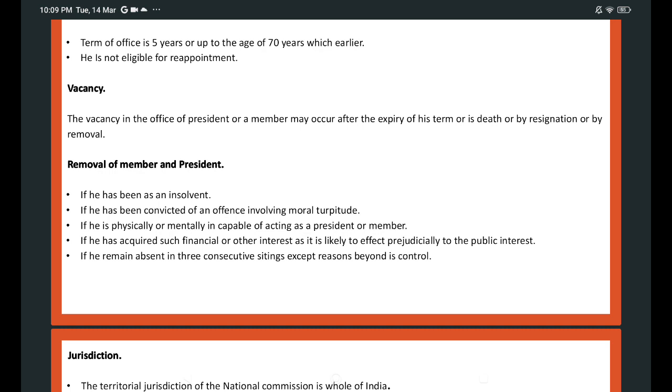Vacancy. Vacancy of the office of the president or other members occurs how? After expiry of office term or after his death or by resignation or by removal. And how the removal of the president and other members? If he has been insolvent, if he has been convicted of an offence involving moral turpitude, if he is physically or mentally incapable of acting as president or member, if he has acquired such financial or other interest as is likely to affect prejudicially the public interest, if he remains absent in 3 consecutive sittings except for reasons beyond his control.